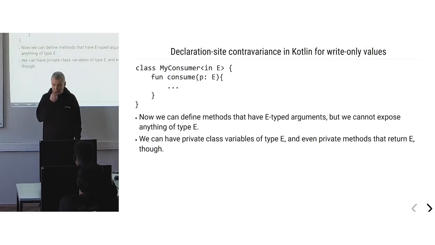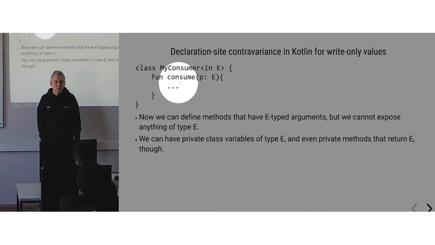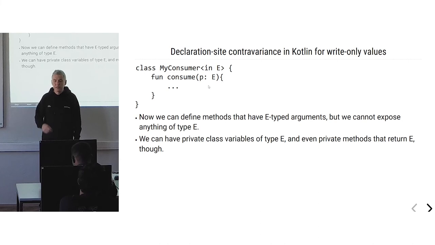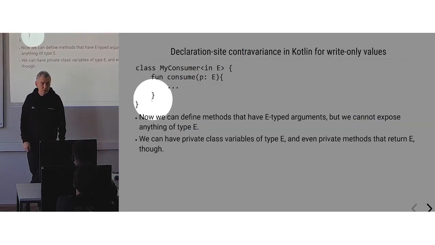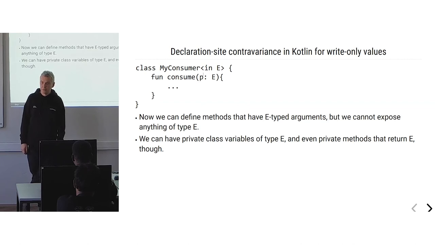And from now on, the compiler will allow you to create methods that have E as a parameter. But what will it disallow you? I think everything is written here, but please try to figure it out yourself. It will not allow you to create any methods that return E as a value, because it would be unsafe. If a class is contravariant, then it's safe to write values, but it's unsafe to read values.